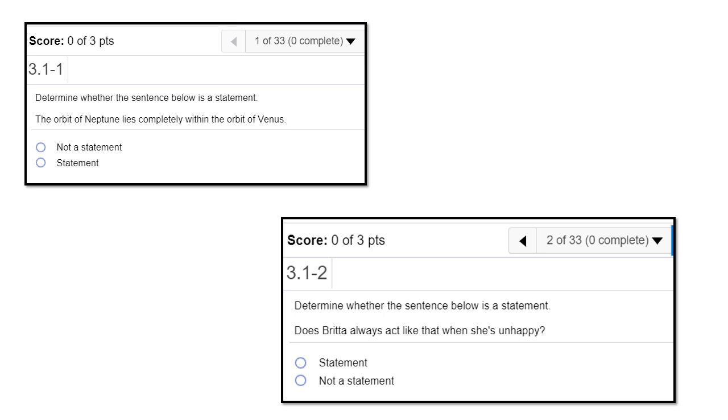The orbit of Neptune lies completely within the orbit of Venus. Since that's a complete sentence, then it is a statement. Remember, a statement is a declarative sentence that is true or false.